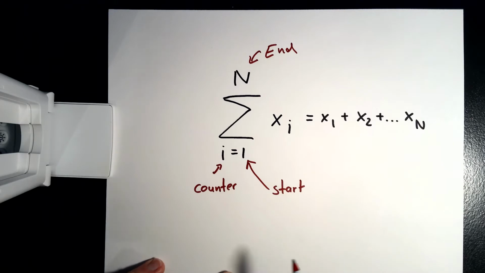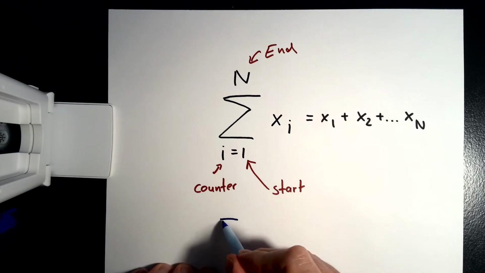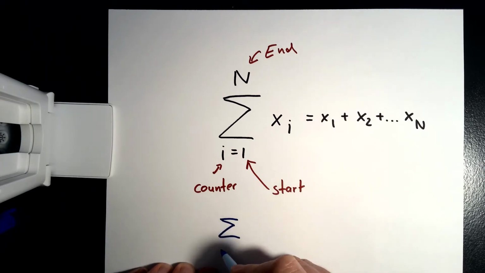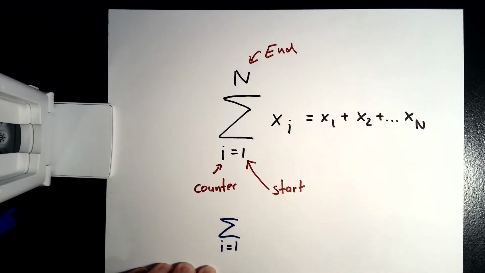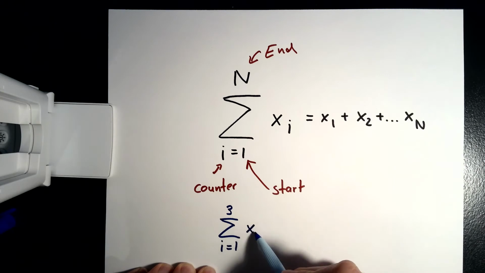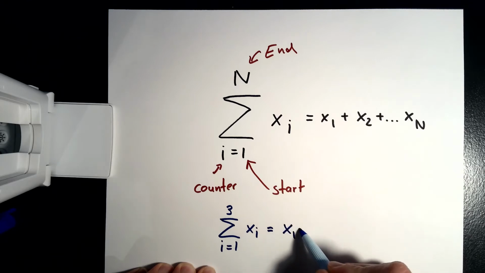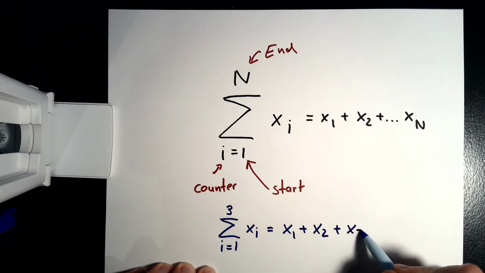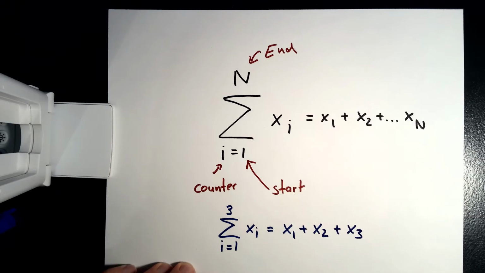Okay? So for example, if we have 3 values, then the counter goes from 1 to 3. And if those values are denoted xi, then the summation operator is x1 plus x2 plus x3. Okay?